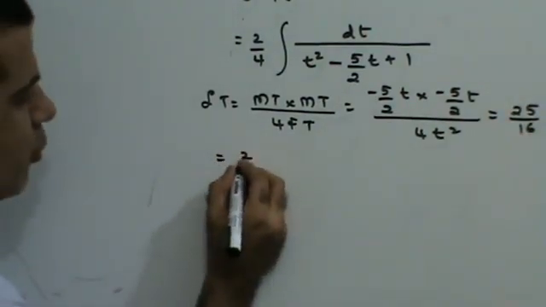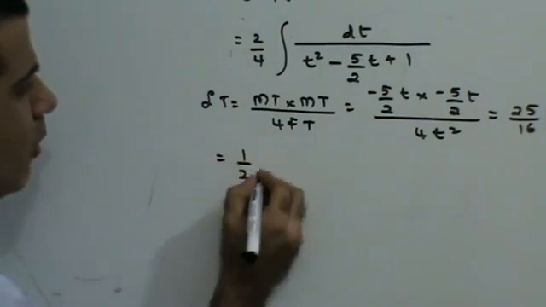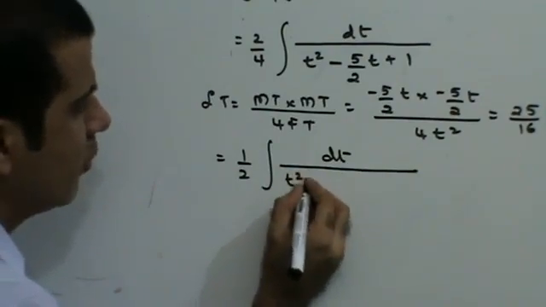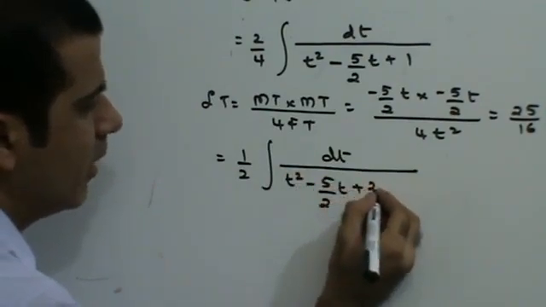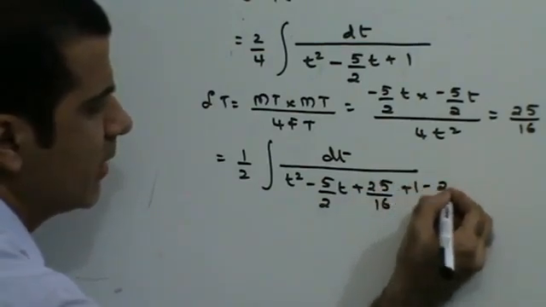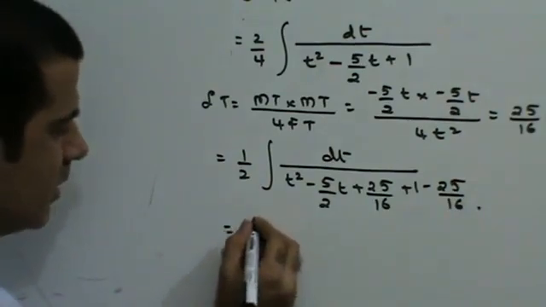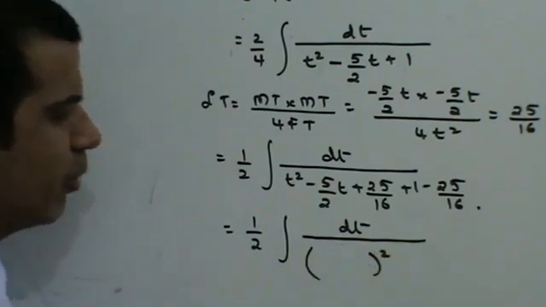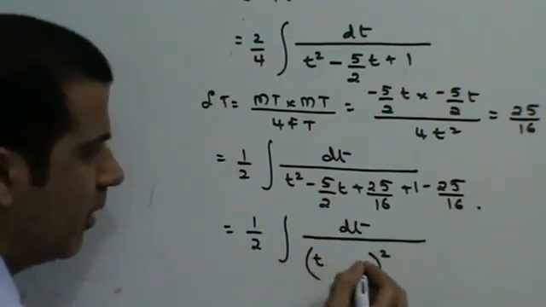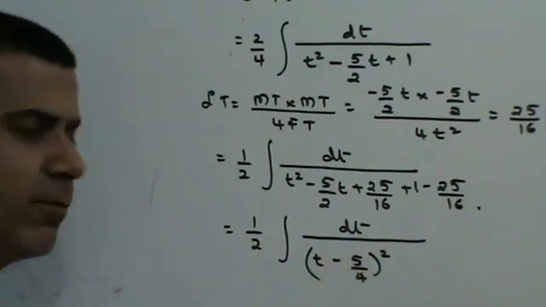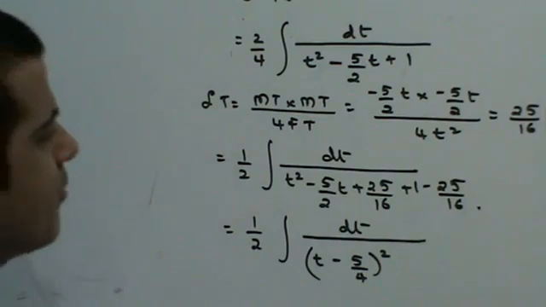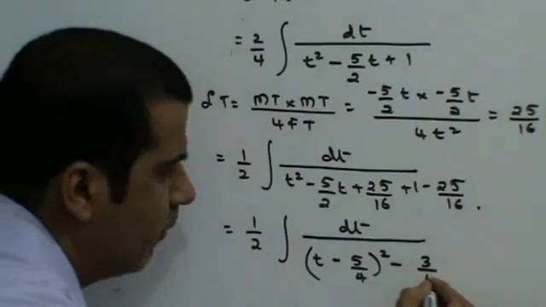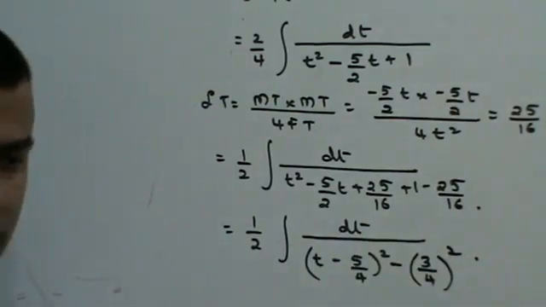2 upon 4 can be written as 1 upon 2 integral of dt. This is going to be t square minus 5 upon 2 t plus 25 upon 16 plus 1 minus 25 upon 16. This is 1 upon 2 integral of dt upon, this is a perfect square. How do you find the perfect square? Square root of the first term, square root of the last term, sign of the middle number. This is going to be 16 minus 25, that's minus 9, which can be written as minus 3 upon 4 the whole square.